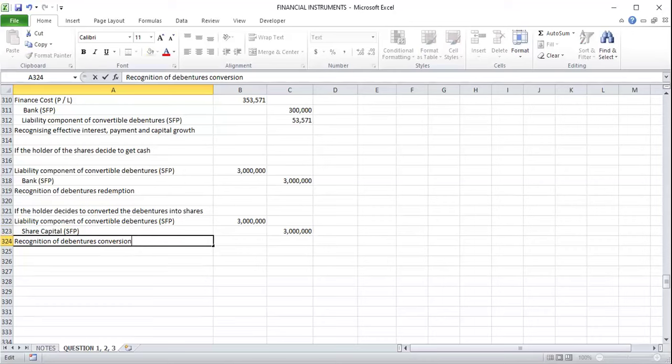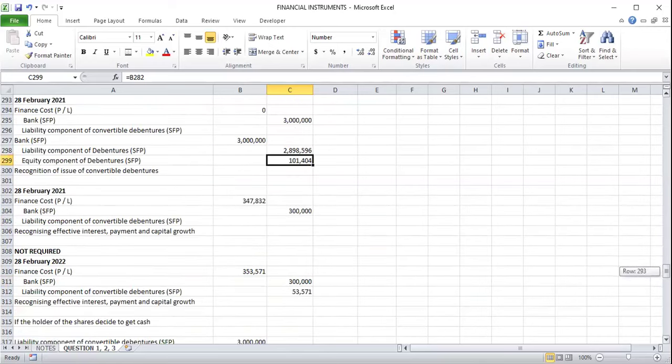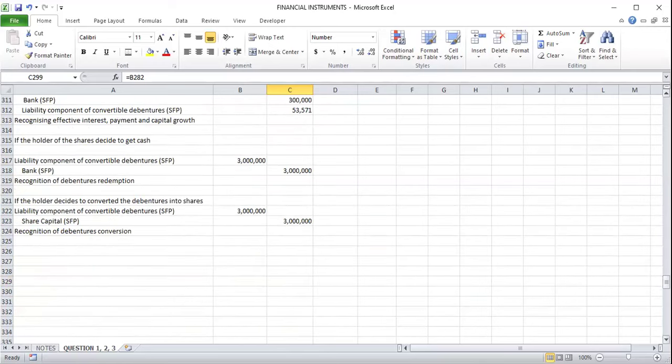And you should remember that the original equity component remains in the books. This one here, this 101, it will remain in the books. It can just be moved from one element to another, maybe to retained earnings or stuff like that, but it will not be removed on maturity of the debentures. Any questions? Right, and also, Sir, can you go to the last journal, please? Thank you.